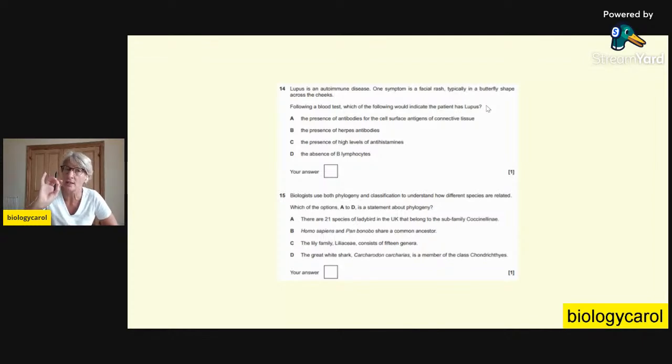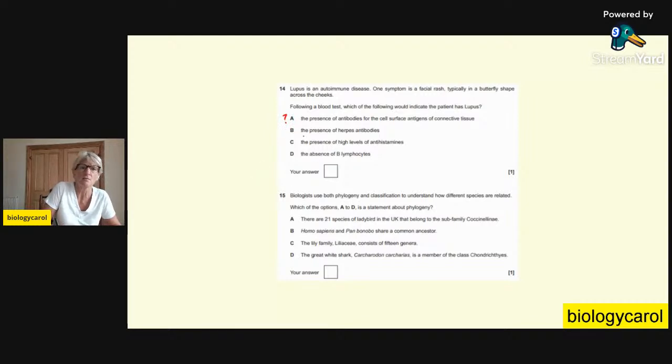Now it's autoimmune. It doesn't involve a pathogen. So my logic is that you would be looking for antibodies for something. But notice that you're not looking for antibodies for a pathogen, because this is an autoimmune disease. It's a disease where the body is attacking itself. So, A, the presence of antibodies for the cell surface antigens of connective tissue. Sounds a bit weird, I'm going to be frank. But I'm not going to discount it at the moment.